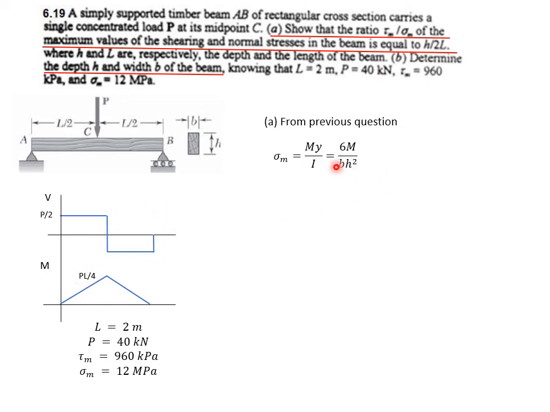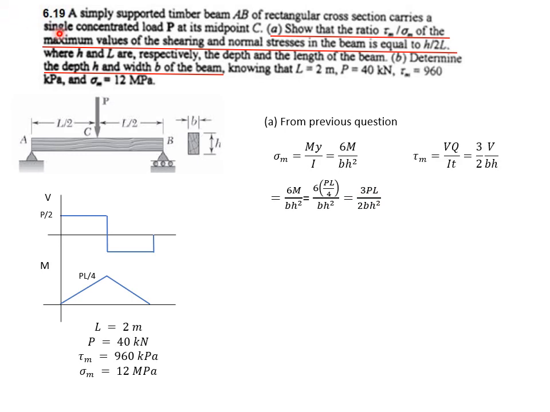From the previous question, for rectangular cross-section, the maximum normal stress is given by this expression. Also, from the moments curve itself, we find that maximum moment is at PL over 4. As such, we substitute moment equals PL over 4 into this equation and we arrive at this form over here. Rearranging, we obtain this form.